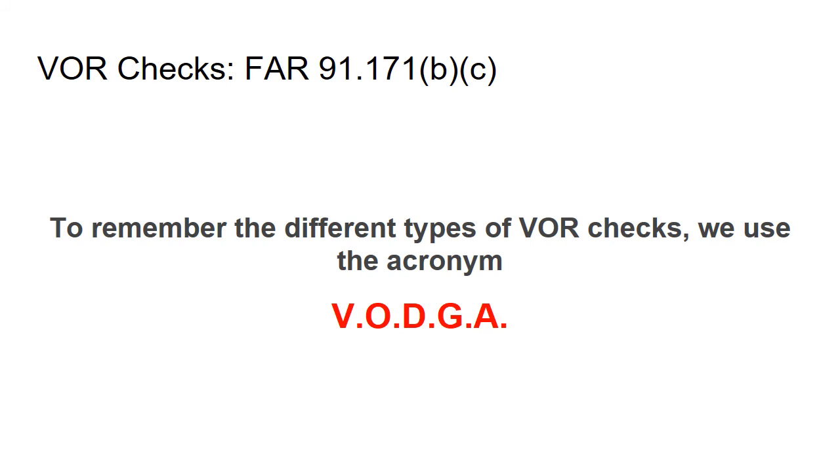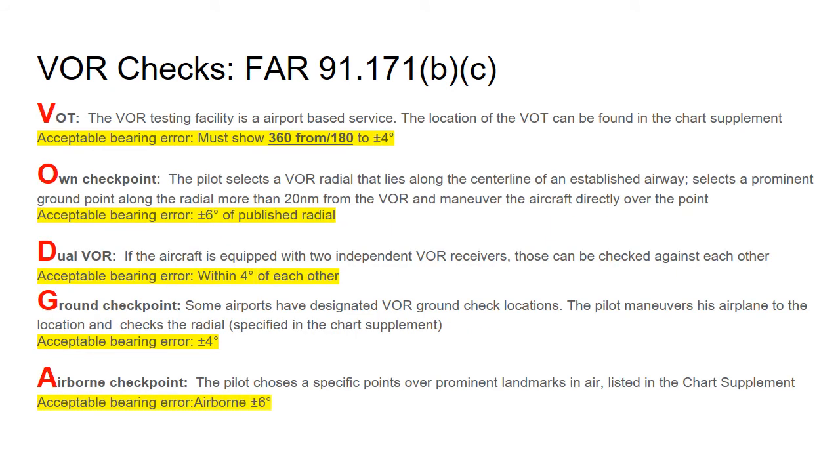To remember the 4 types of VOR checks allowed under FAR 91.171, remember the acronym VODGA, kind of like vodka except with a G. The first V stands for VOT. The VOT is a testing facility available on many airports that broadcasts a test signal on a frequency that you can find in your chart supplement. It's a special signal that broadcasts the same radial in all directions.